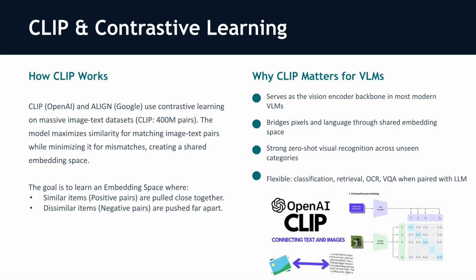CLIP, which stands for Contrastive Language Image Pre-training, is arguably the most important component in modern VLMs. Developed by OpenAI, CLIP was trained on 400 million image-text pairs using contrastive learning.